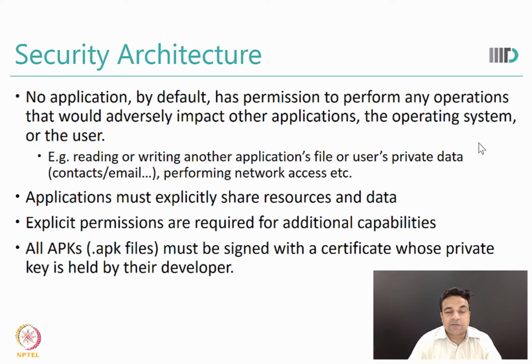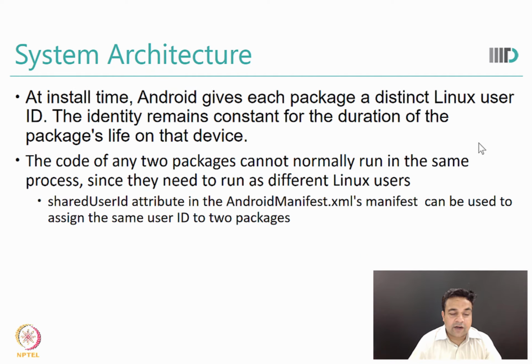Similarly, applications must explicitly share resources and data, otherwise everything is private to an application. And explicit permissions will always be required for additional capabilities. There would never be a case when additional capabilities are given without explicit permissions. Also, all APK files in Android must be signed with a certificate, and the developer must hold the private key of that certificate. So this is the basic security architecture of the Android operating system.